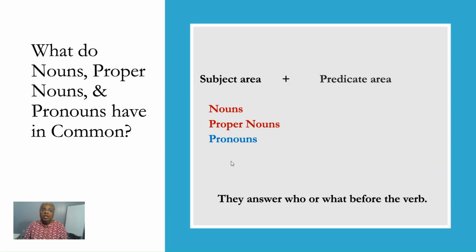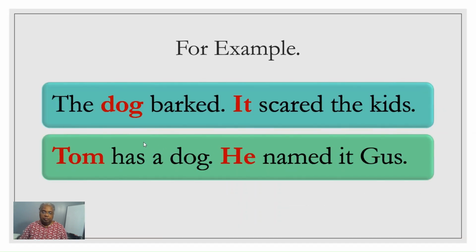Now, what do nouns, proper nouns, and pronouns have in common? Nouns, proper nouns, and pronouns can occupy the subject area of a sentence, and when each of these parts of speech occupies the subject area, they answer who or what before the verb. For example, in the first group of sentences: The dog barked. It scared the kids.